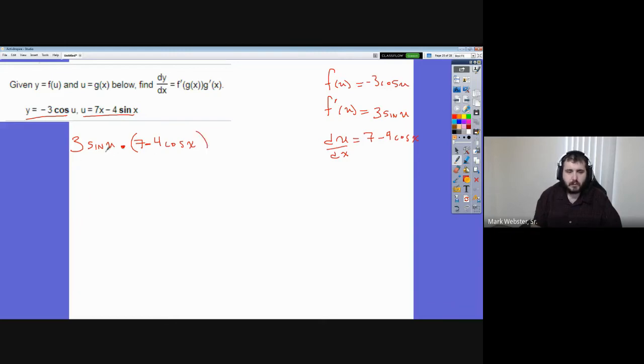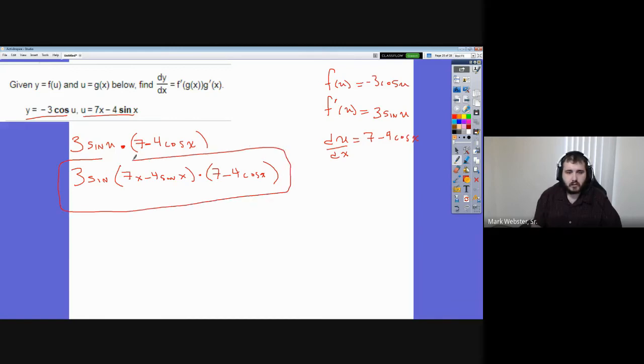And now I'm going to replace u with our original function here. We got 3 sine of 7x minus 4 sine x times 7 minus 4 cosine x. And that is my final answer, right? Again, let's keep going.